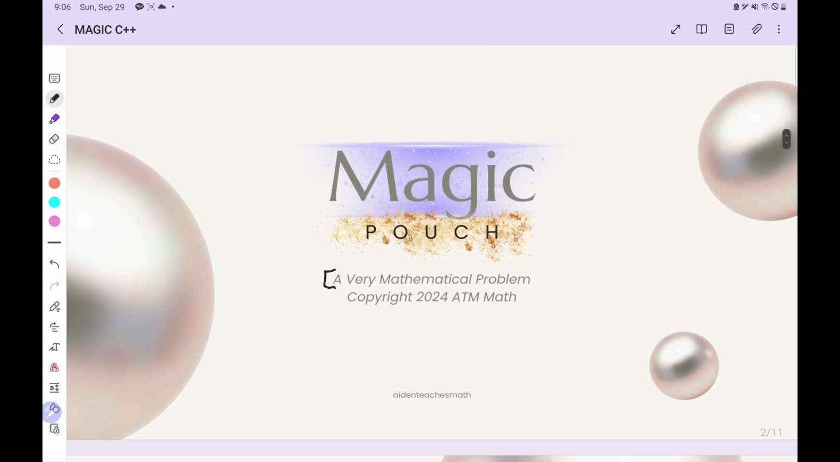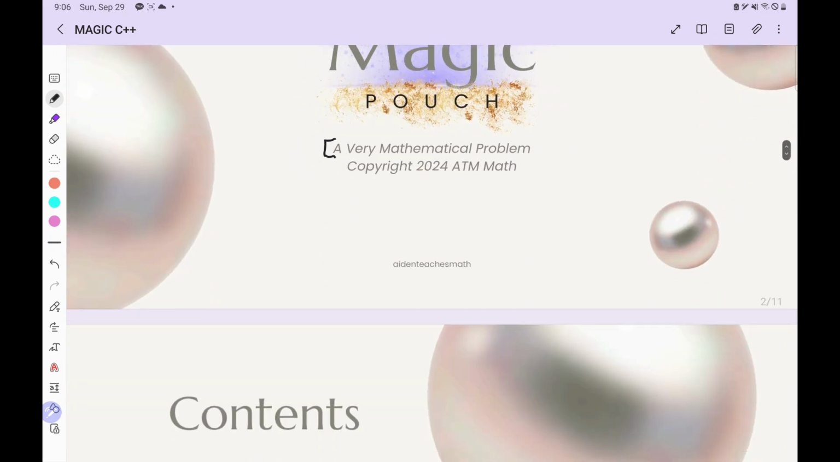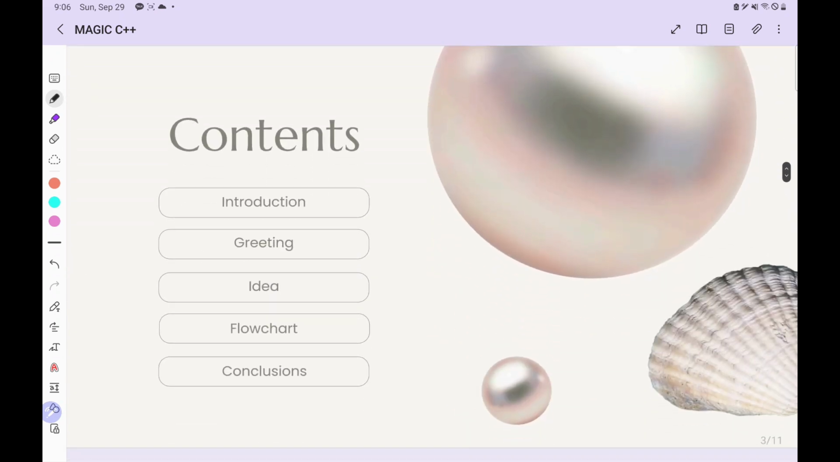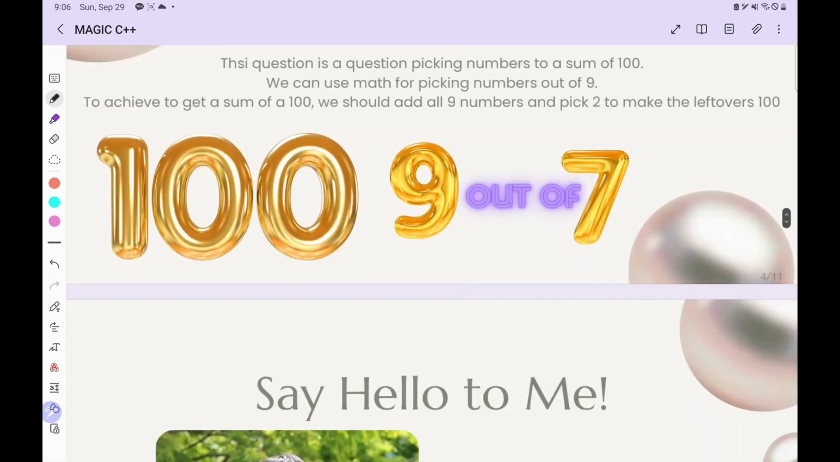Now I start with this magic pouch. This is a very mathematical problem, and copyright 2024 ATM Math, which is always me. So, ATM Teaches Math, now starting C++. Contents: introduction, greeting, idea, flowchart, and conclusions. For people who do not know what flowchart is, something like for loops, while loops, if or something else.